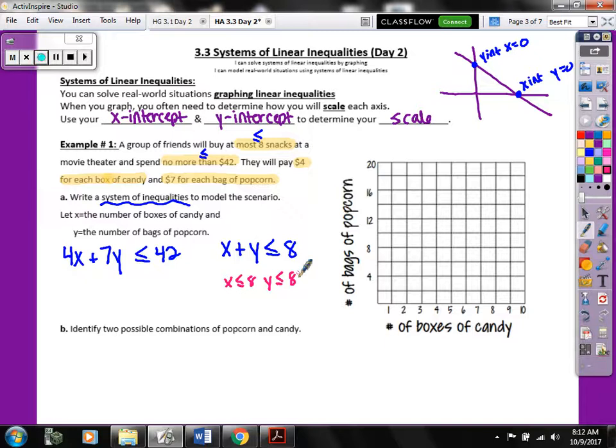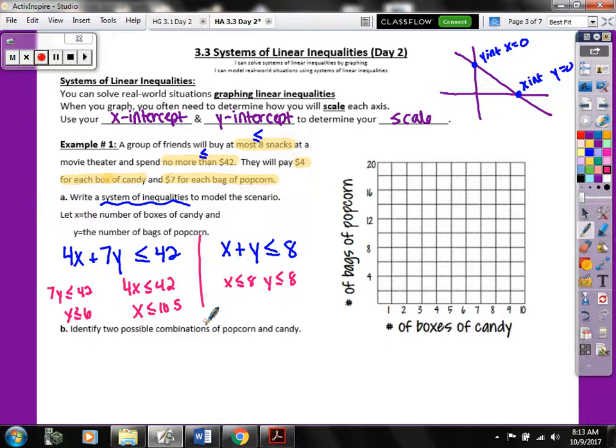And finding our intercepts for the other one, plugging in 0 for x, we'll get y is less than or equal to 6. When we plug in 0 for y, we will get a decimal there because 4 doesn't go evenly in, so we will get 10.5. And then you're going to graph and shade each of those separately, and we'll look for our overlapping region.